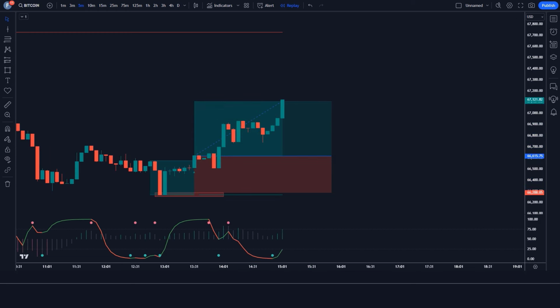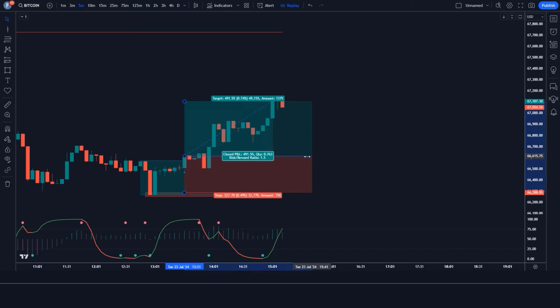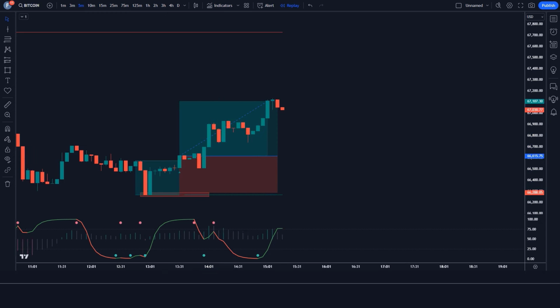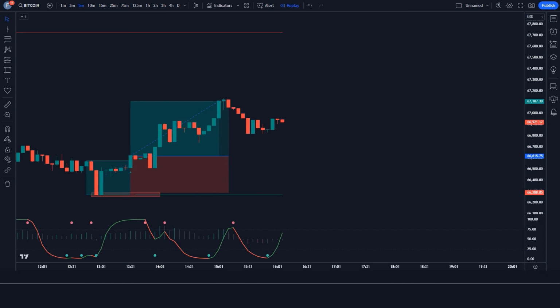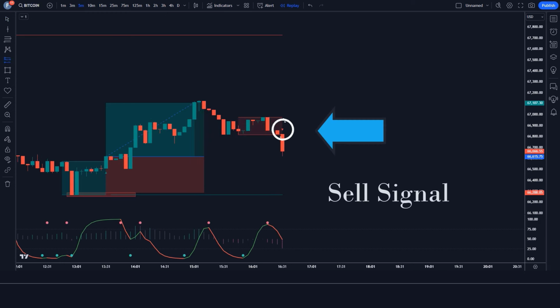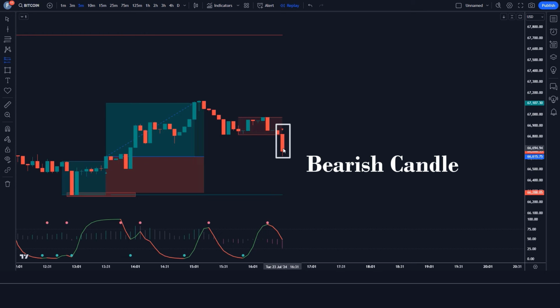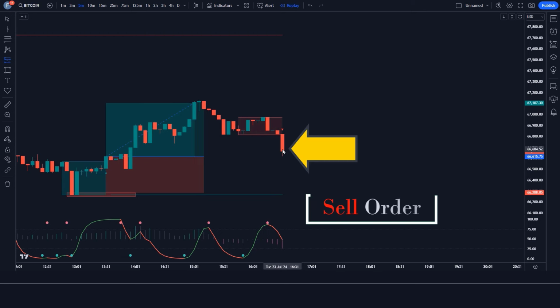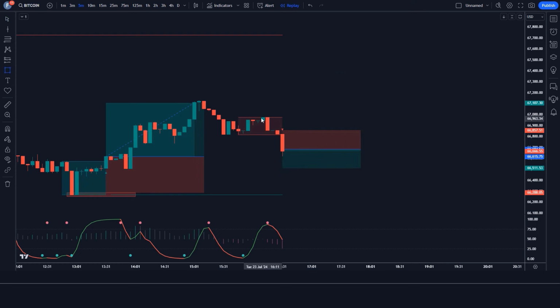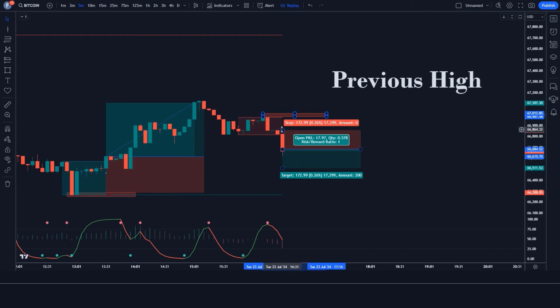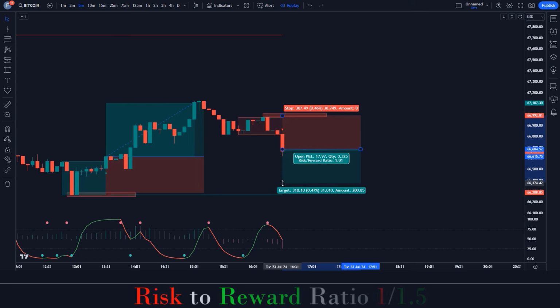The market has completely hit the target. Let us now understand the short position. When the reversal detector indicator gives us a sell signal, when the Schaff Trend Cycle indicator shows a red line, and when the market forms a bearish candle, if this condition is fulfilled, then we will place a sell order. Our stop loss is to be placed at the previous high of the market. And the risk to reward ratio will be 1:1.5.